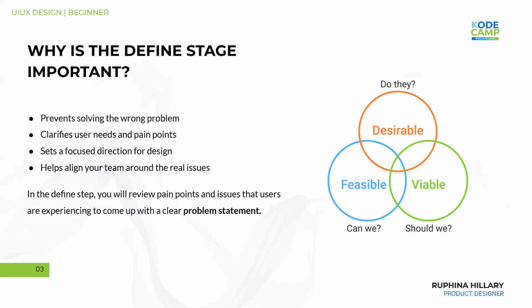So when you define something, let's imagine you're working with 5 designers on a project. If the problem has not been defined, and you guys just have a large pool of data, and you're getting resources from this large pool of data, it's very possible that the problem you're trying to solve might not be what that designer is trying to solve. So by the time we are able to define the problem, it helps align your team around the real issues that you're trying to solve. So in the define step, you will review points and issues that users are experiencing to come up with a clear statement.